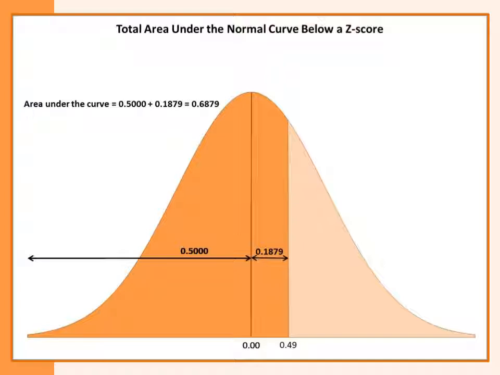But keep in mind we're asked to find the total area under the curve below a z-score of 0.49. So we add to that area of 0.1879 the total area that falls below the mean of 0, which is 0.5. By adding those two areas together, we end up with 0.6879 area under the curve falling to the left, or below, a z-score of 0.49.